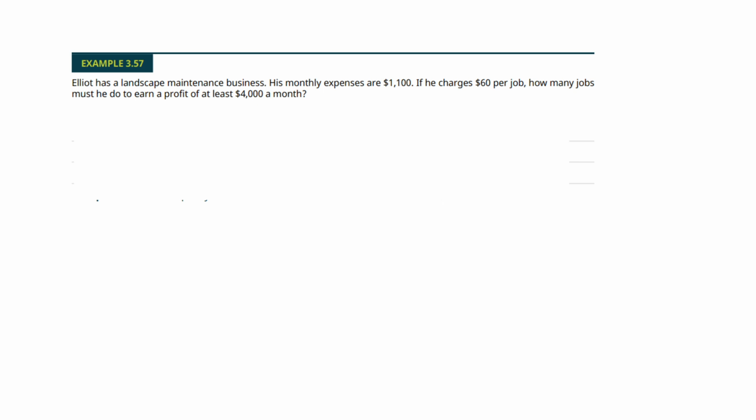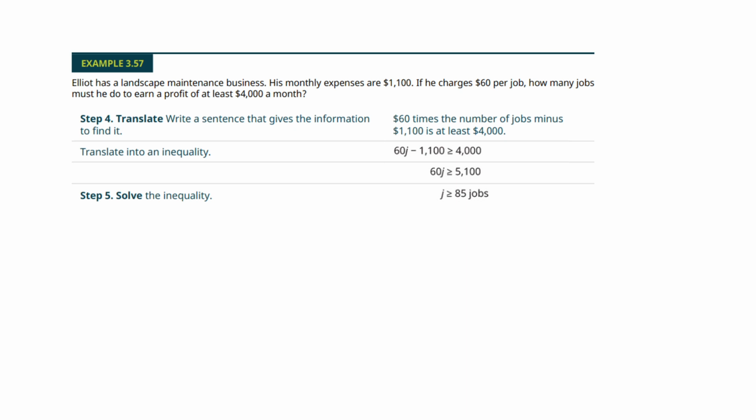Okay, I think this is our last type of problem. So this guy is making $60 every time he does a landscaping job. So this would be the total amount of money he makes, 60 times every job. But he's got bills to pay too, so this isn't all profit. So we've got to subtract away the money that his bills are.